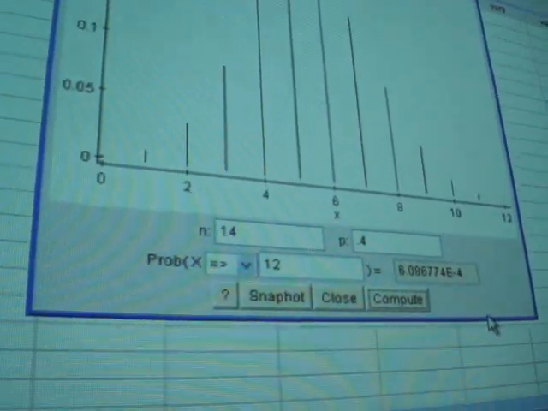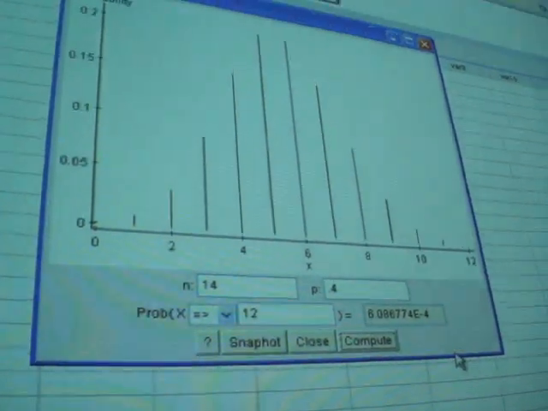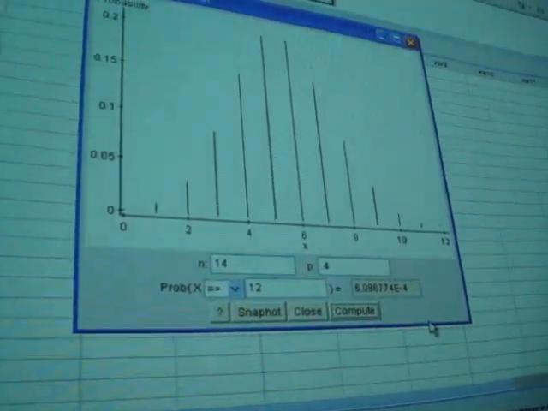So, that's how you use StatCrunch to do binomial probabilities. Next time we'll probably look at normal probabilities.